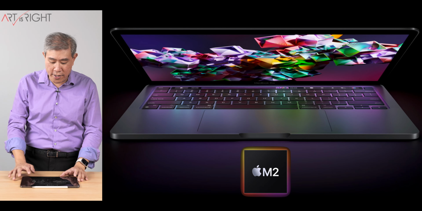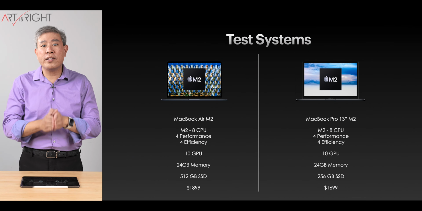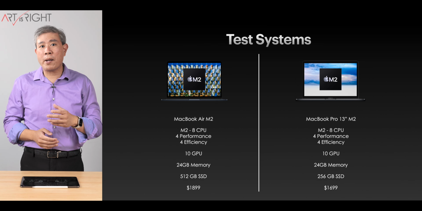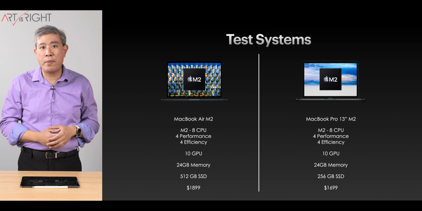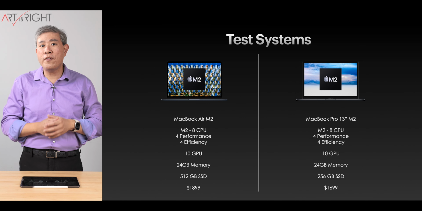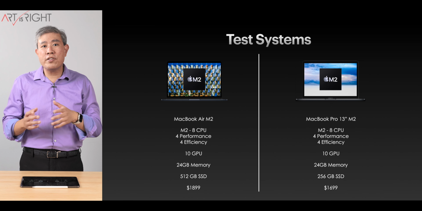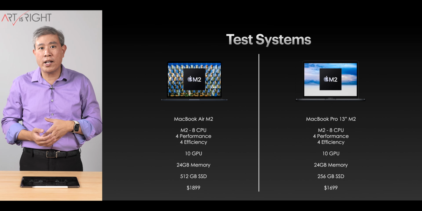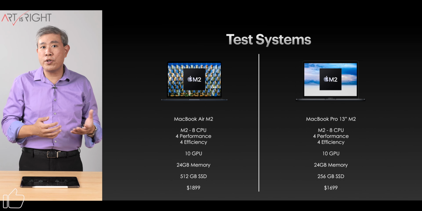Now let's have a look at our test system. The predominant ones that we're going to be comparing are two M2 machines. One of them is going to be the MacBook Air, the other one is going to be a 13-inch MacBook Pro, and both of them will have 24 gigabytes of memory. In addition to this, there are some variations in SSD. For example, the MacBook Air has 512 gigabytes, whereas the MacBook Pro has 256.